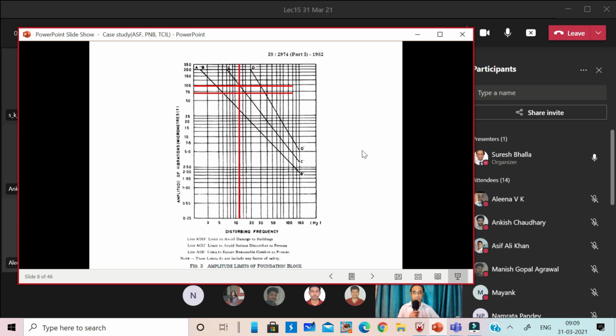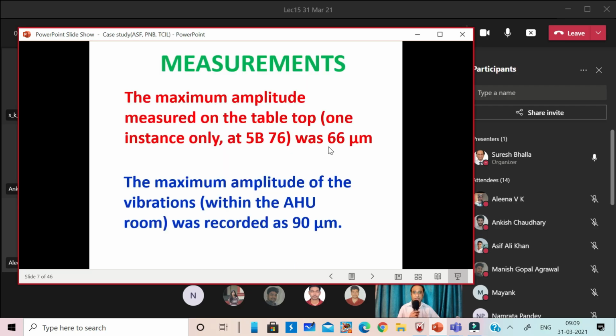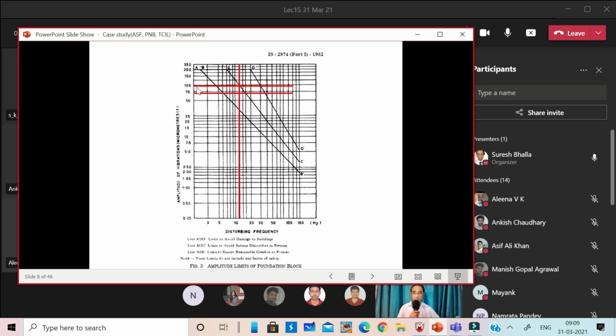So we refer to the IS 2974 curve. In this plot we have the measurements of the two values, 66 microns and 90 microns. I hope you are able to see these two lines, one conforming to 66 and the other to 90 microns. And here we have the line approximately coming out at 13 hertz. What we find is that for one measurement, 66, it is lying in between the two curves. This line ensures reasonable comfort to the persons.